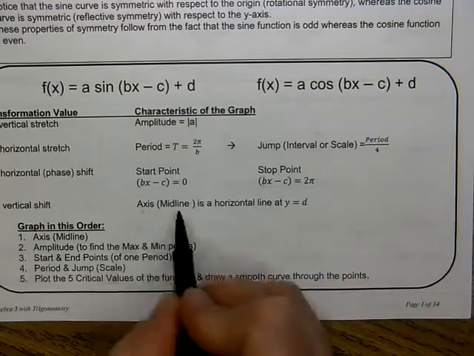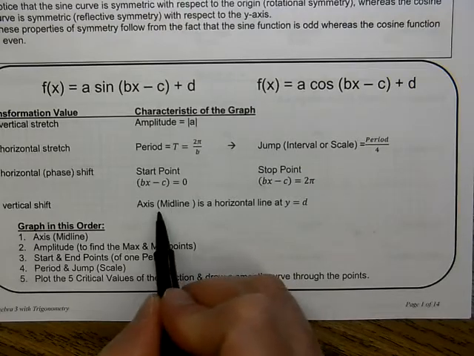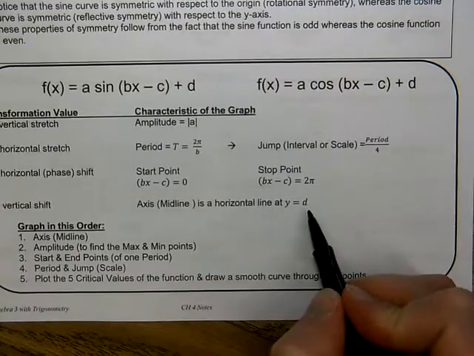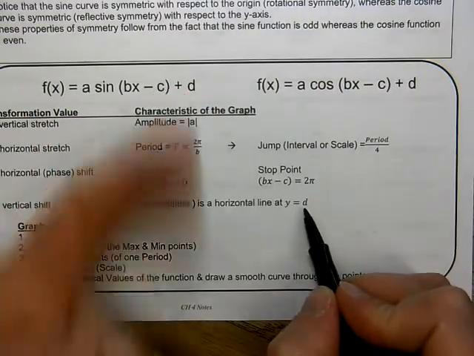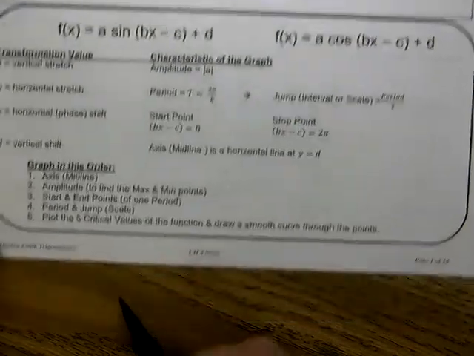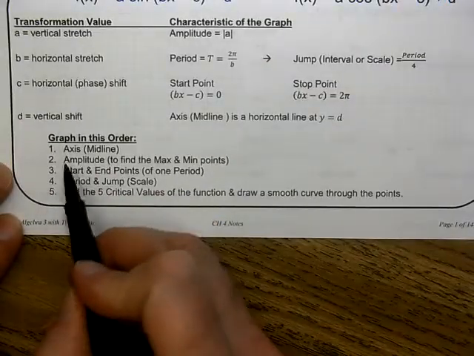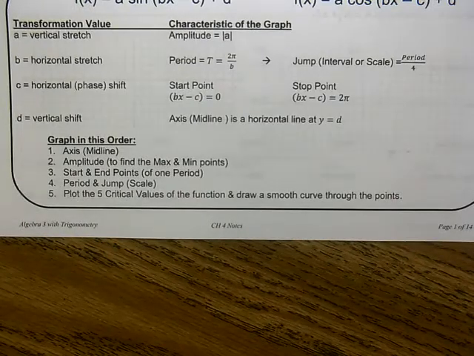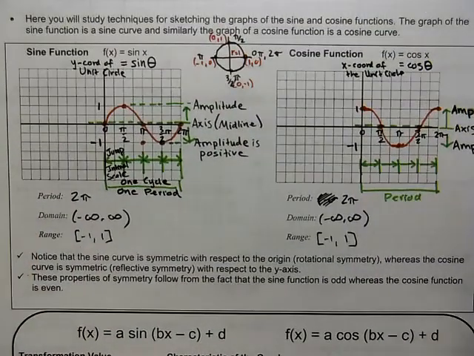Now that axis, or that midline, is going to be a horizontal line at that number, whatever the value of d is. So if it's a vertical shift of up 2, then at y equals 2 is that horizontal line. So we'll come back and use this as a way to organize the information as we assemble the graph by hand. But I'm going to teach you a method that I refer to as the box.